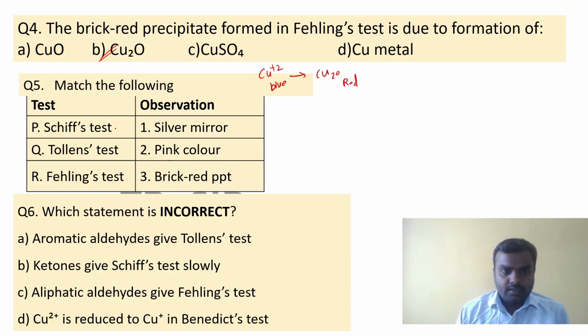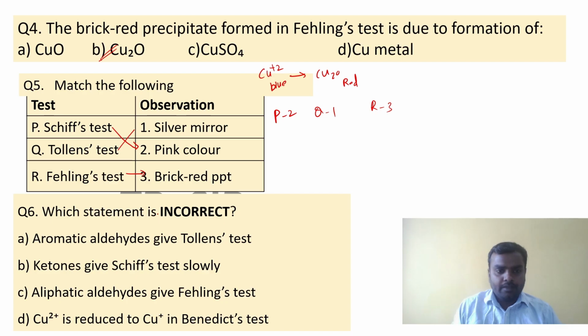Match the following. Schiff's test will give the pink color, so P is 2. Tollens test gives the silver mirror, Q is 1. Fehling's gives brick red, that is 3. Which statement is incorrect? They're asking for the incorrect one. Aromatic aldehydes give the Tollens test, yes, perfectly all right. Ketones give the Schiff's test, no, ketones give it only slowly. Aliphatic aldehydes give the Fehling's test, yes, this is correct.